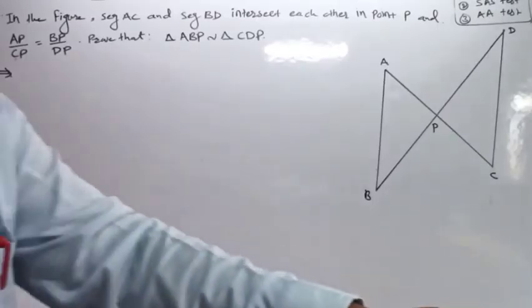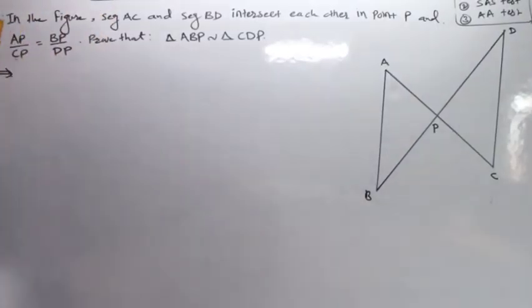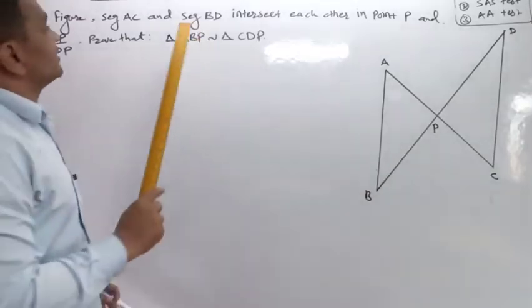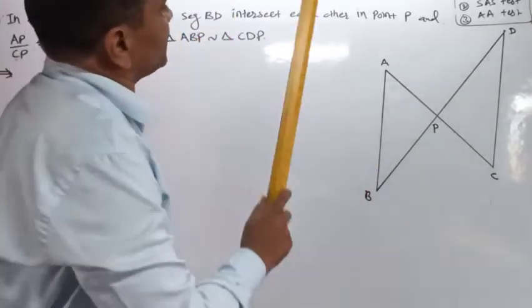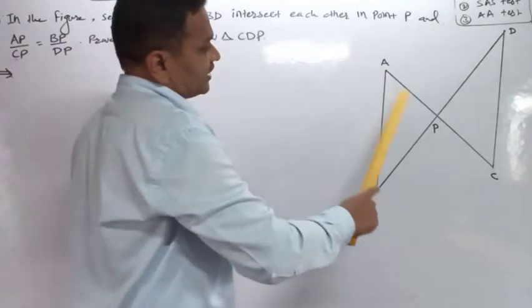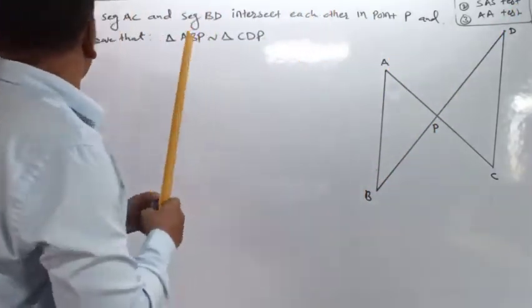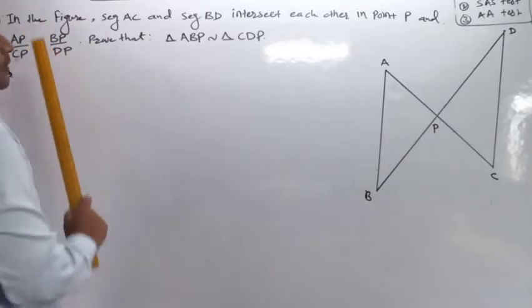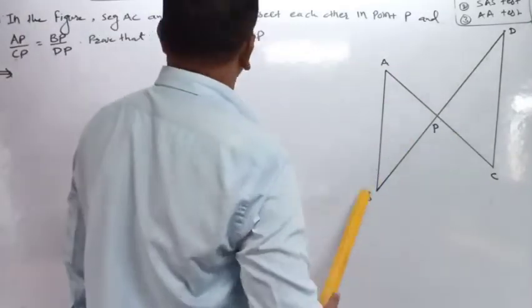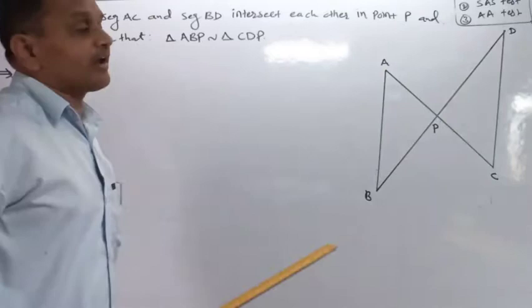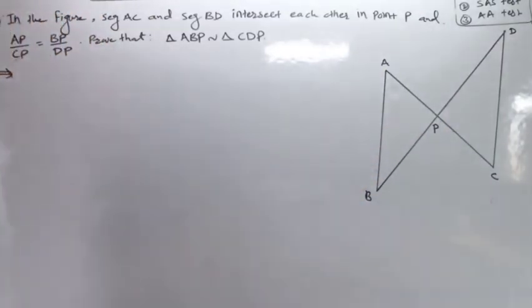Now, what is here in the 8th example? In the figure, seg AC and seg BD intersect each other in point P, and AP by CP is equal to BP by DP. Then prove that triangle ABP is similar to triangle CDP.